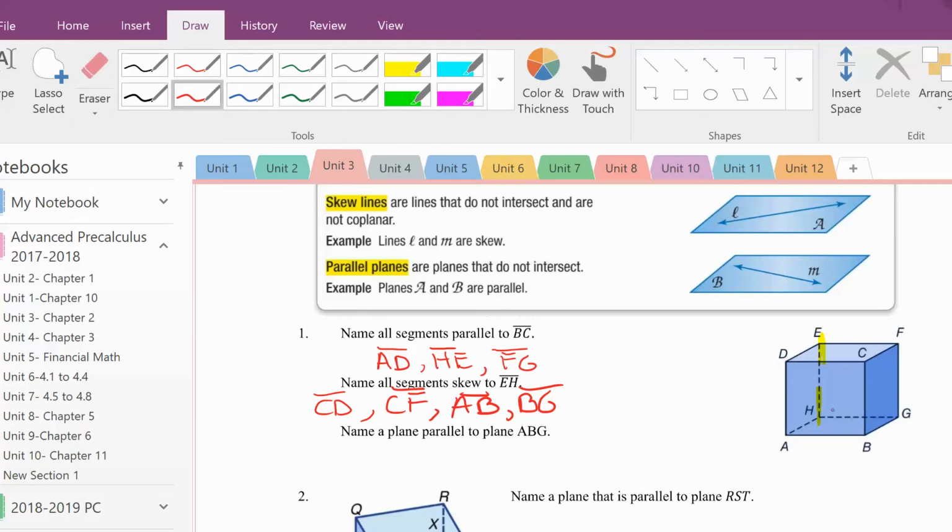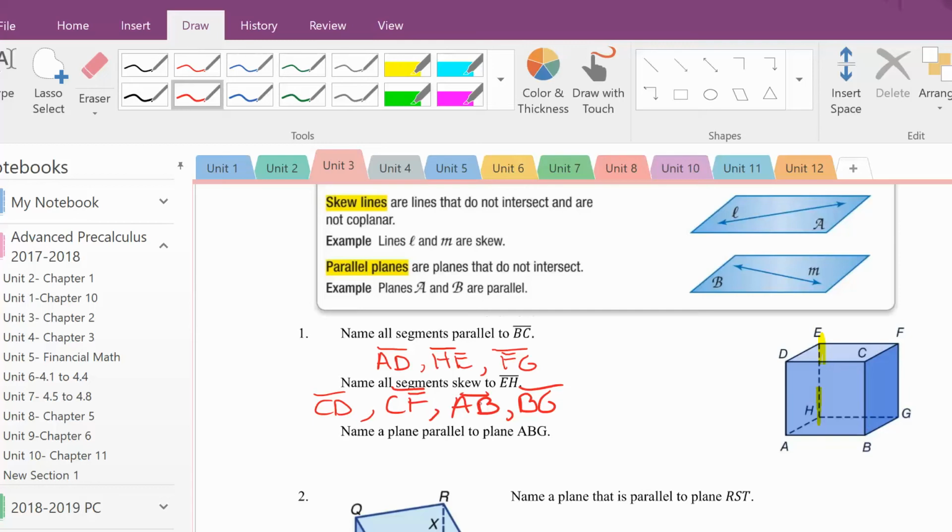Some lines that are not skew, like AH is not skew because it intersects EH. AD is not skew because it's parallel to EH. Same with FG and same with BC. DE is not skew because it intersects along with FE. So basically, those are all the segments that are skew to EH.